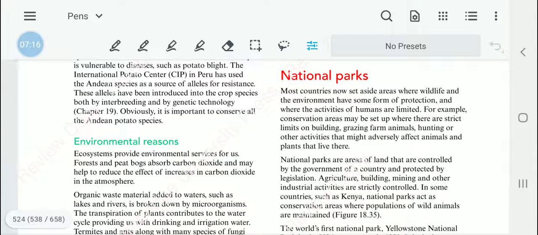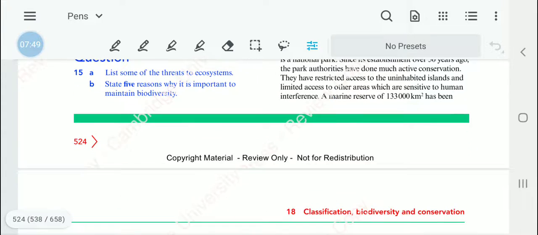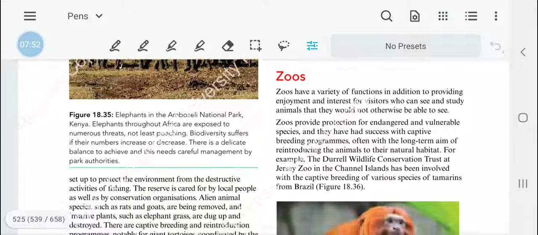National parks, number one, national parks. National parks are where human activity is limited and are controlled by the government of a country and are protected by law. Example: Yellowstone National Park, Galapagos Island, Kenyan national parks, etc.